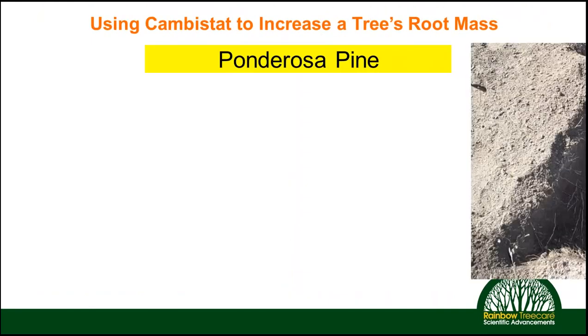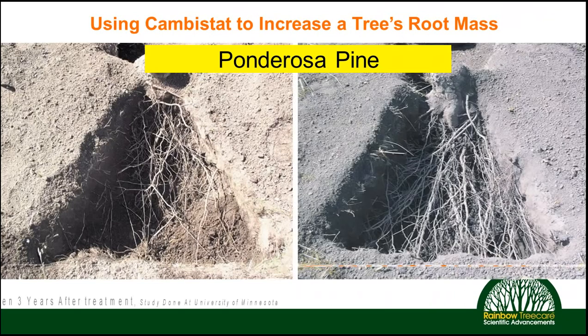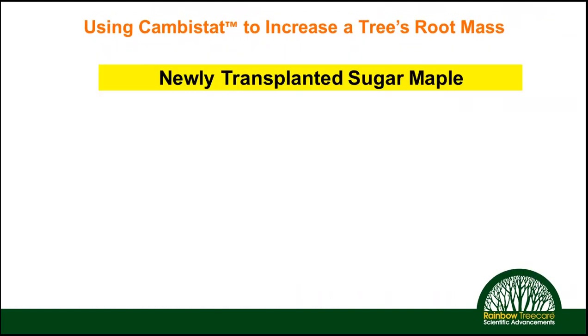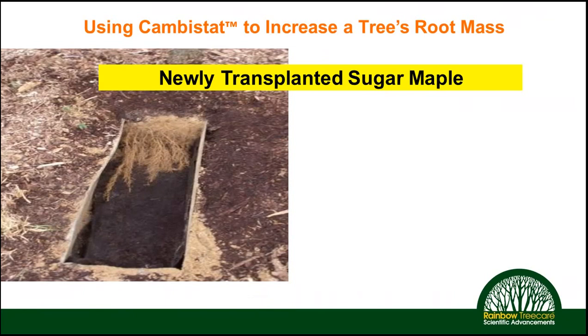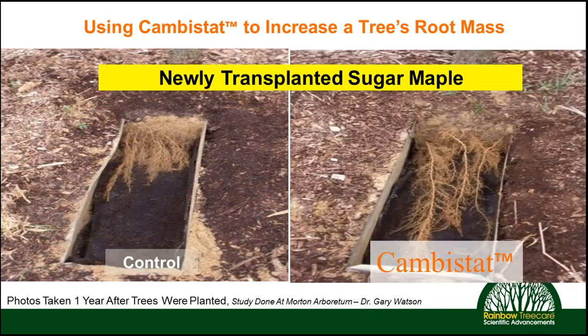It works quite well. Pines typically do not have very good root systems, and you can see here's a difference done at University of Minnesota. The Cambistat treated one on the right, an air spade was used to expose these roots, and you can see there's a marked difference in the mass of roots. Then this was a trial that was done, I believe this was at Morton Arboretum, newly transplanted sugar maple. You can see here's the control on the left and the treated on the right. Yes, this was done at the Morton Arboretum by Gary Watson.